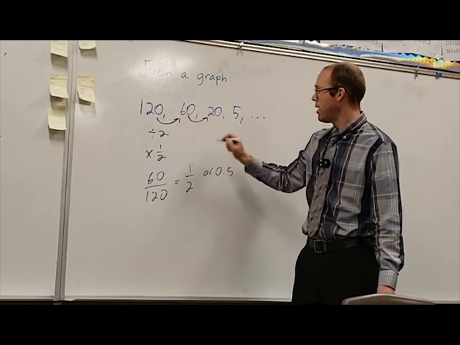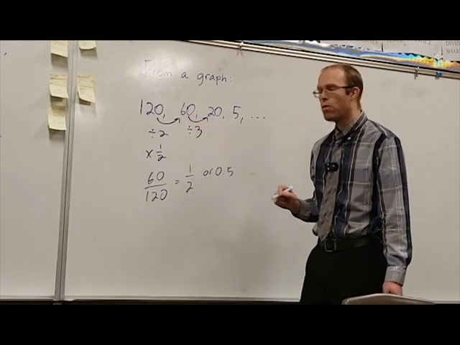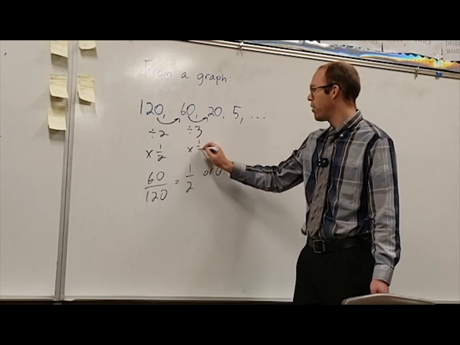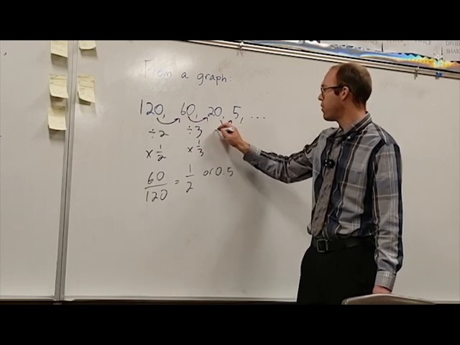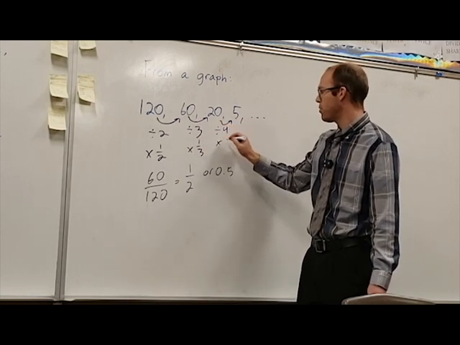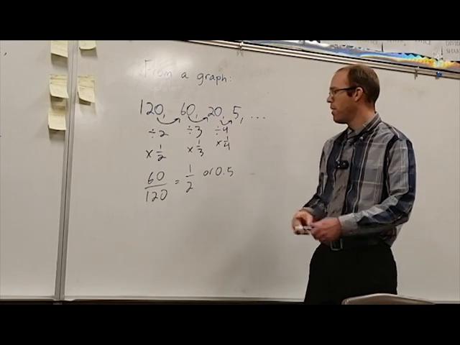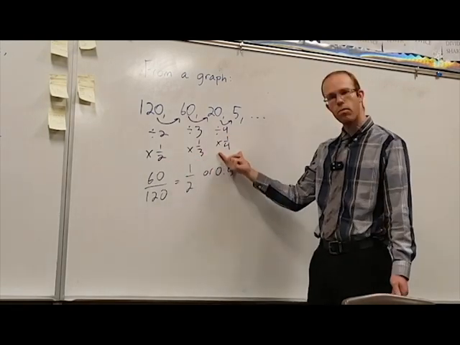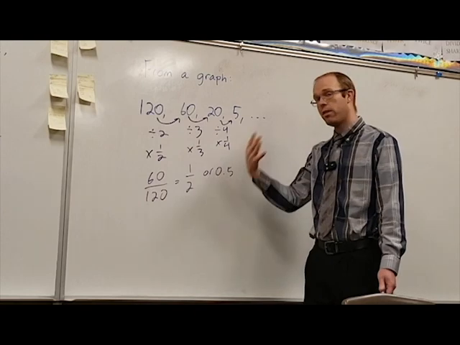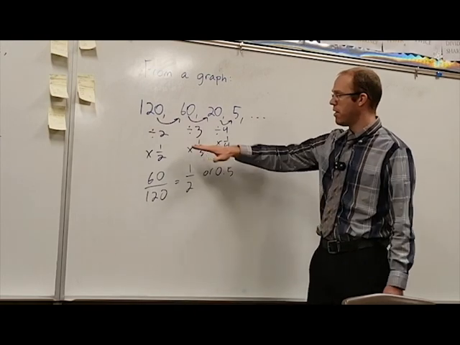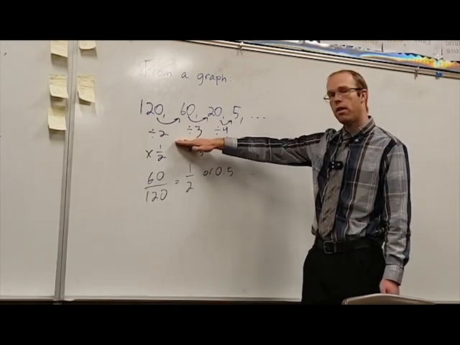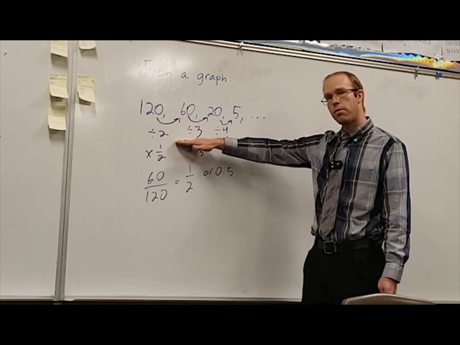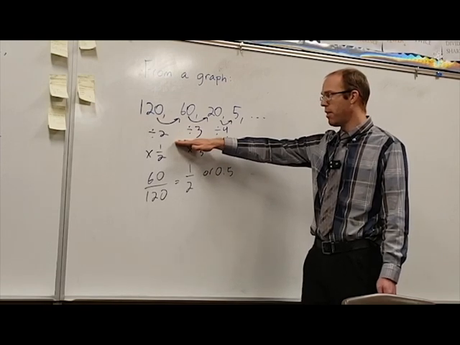From 60 to 20, we're dividing by 3 or multiplying by 1/3. From 20 to 5, we're dividing by 4 or multiplying by 1/4. So this does have a pattern of multiplication, but it is not the same number each time. So this is another example of neither. This is not arithmetic, not geometric. It is neither. Thank you.